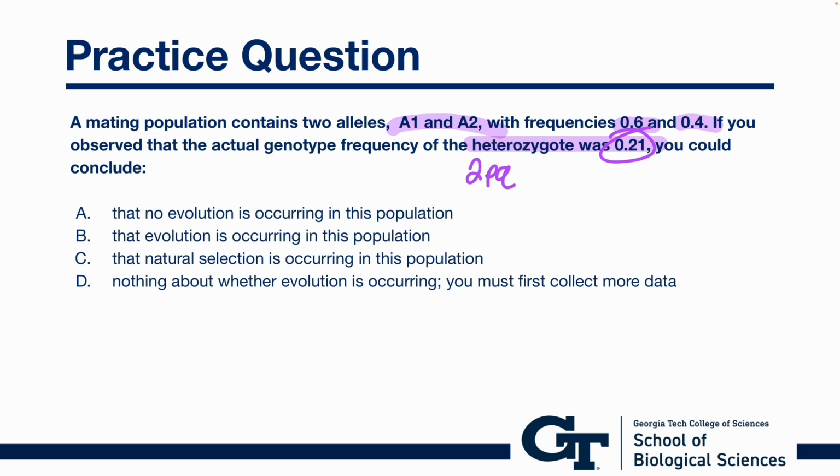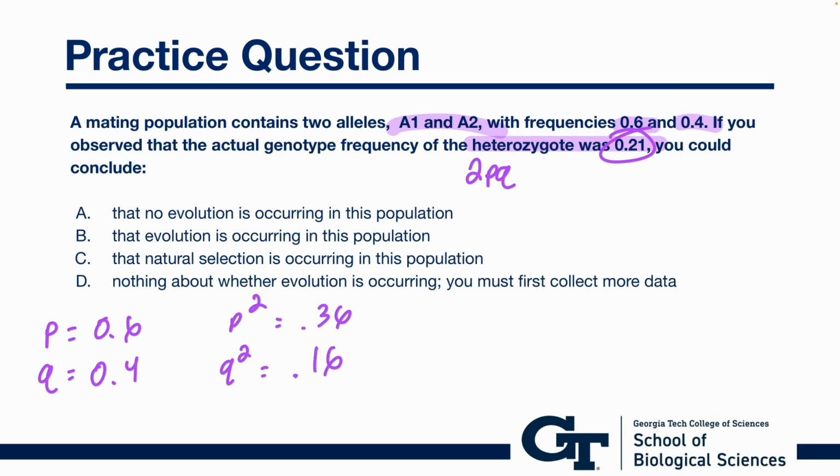So what we're given is P of A1, which is equal to 0.6, and we're given Q, which is equal to 0.4. So now we need to find P squared and Q squared. So what is 0.6 squared? 0.36. And then what is 0.4 squared? That is going to be 0.16.